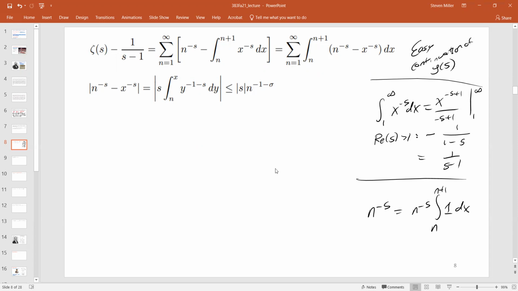Yes? If you divide both sides by n to the negative s, you get 1 equals that integral. Is that true?